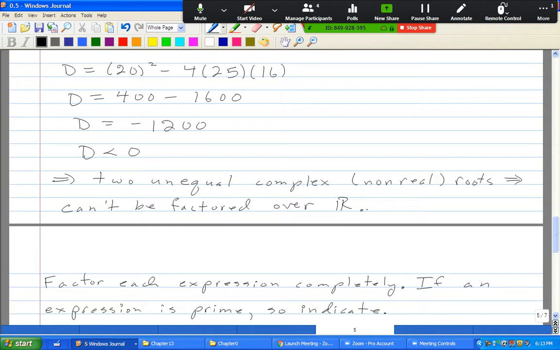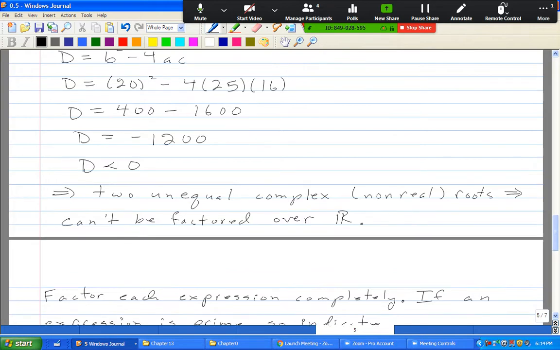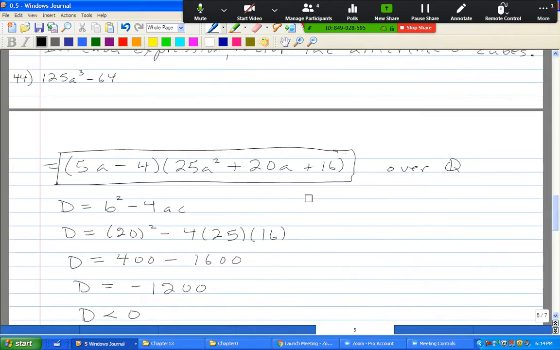And in particular, since D is not a perfect square, then I know that you can't factor it over the rationals either. So neither the rationals nor the reals can you factor this. Okay, so yes, indeed, this was a correct answer.